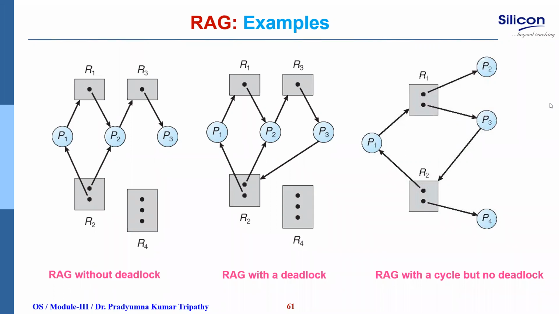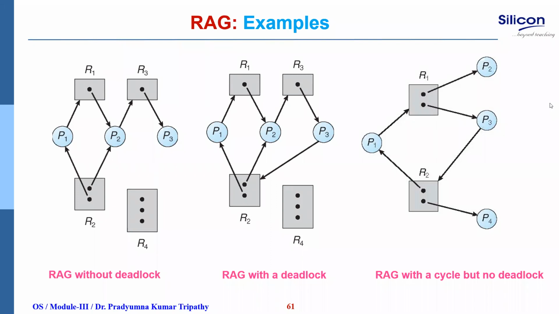So what do we get from here? What is the conclusion? The conclusion is that if the resource allocation graph contains no cycle, then definitely it is not in deadlock. Correct? If it contains no cycle, it is not in deadlock. If it contains a cycle, then it may be in deadlock. We cannot give a guarantee that it is in deadlock.